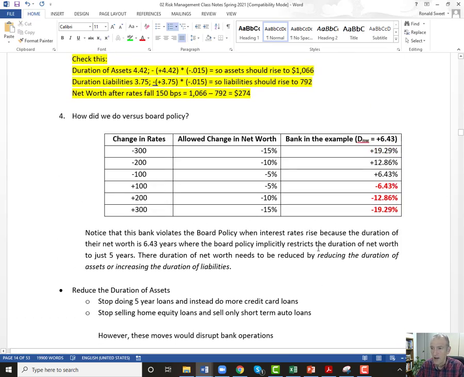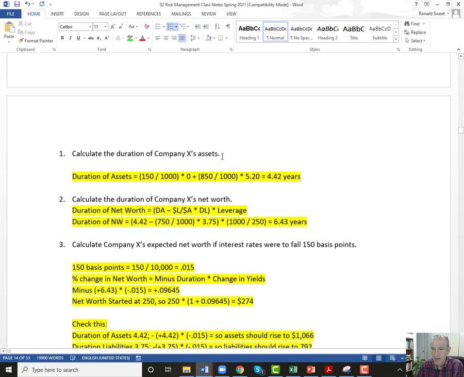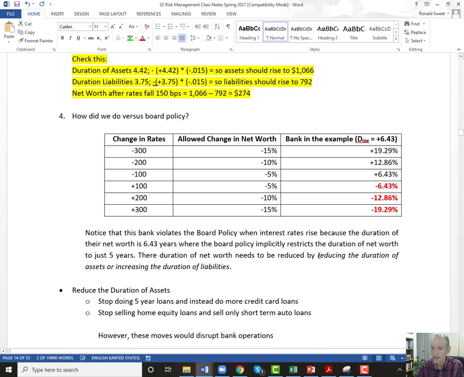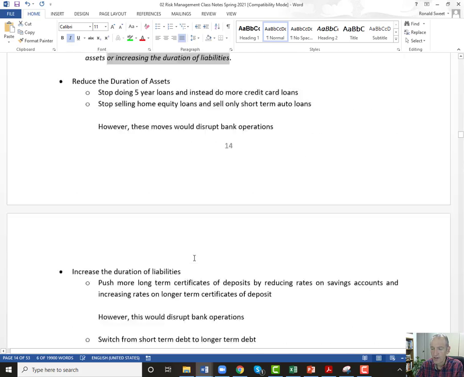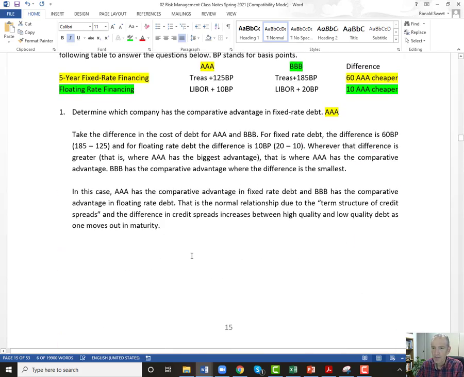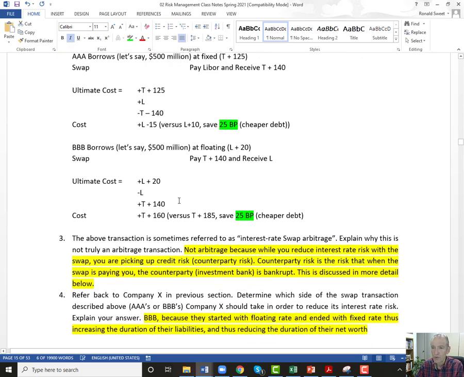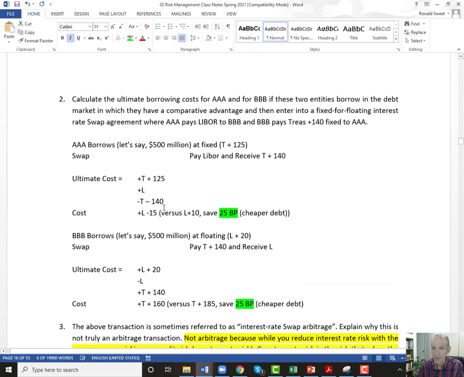reestablish all of this. Remember the last bank, the bank we saw, had a duration of net worth of 6.43 years. That's too long. It needs to be 5 or shorter. So the duration of their net worth is too high. So we need to reduce the duration of assets or increase the duration of liabilities. Remember, for banks, I said we're going to focus on the liability side. We want to increase the duration of the liabilities. So we want to take a position that increases the duration of our liabilities.